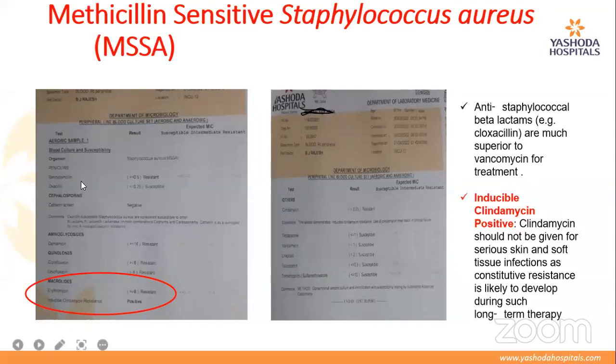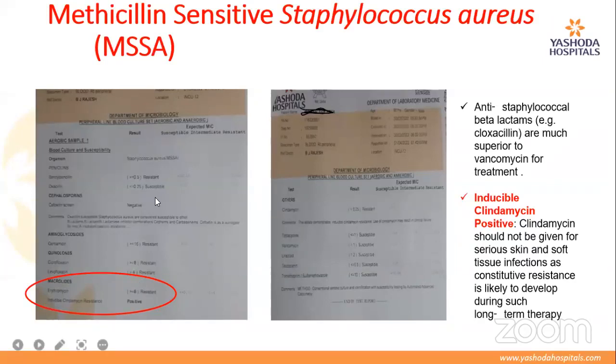Coming to MRSA, methicillin-resistant Staphylococcus aureus. Here the Staphylococcus aureus again has cefoxitin screening positive and oxacillin resistant. So in this case, these are all susceptible. For MRSA, oxacillin, cefoxitin, all beta-lactams must be avoided because they are resistant. So here the drug of choice may be vancomycin.